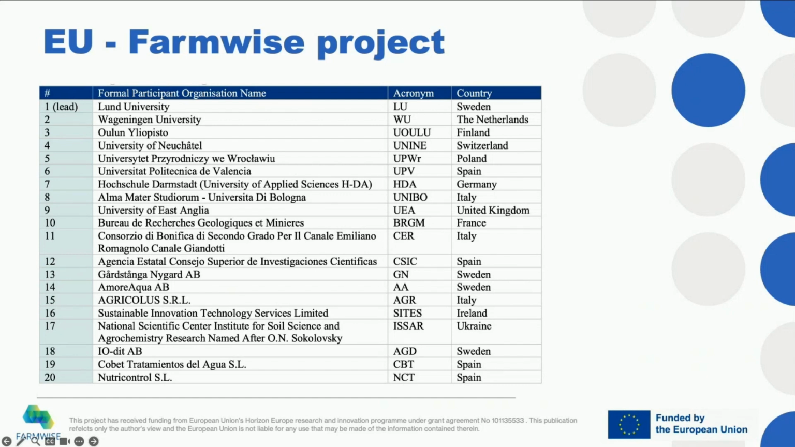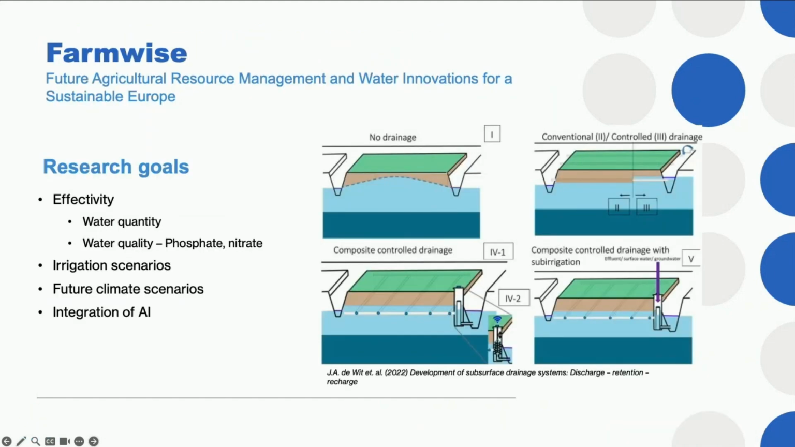Just a few more slides on what we here at Wageningen are focusing on within the FARMWISE project, and that has to do with the innovation being tested, which is composite controlled drainage with sub-irrigation. A lot of fields here in the Netherlands contain conventional drainage, as you can see on the top right, to maintain a specific water level within the fields when it is too wet. But when you collect all the water in your tile drainage into a collector pipe, you can actually control the water level in your field.